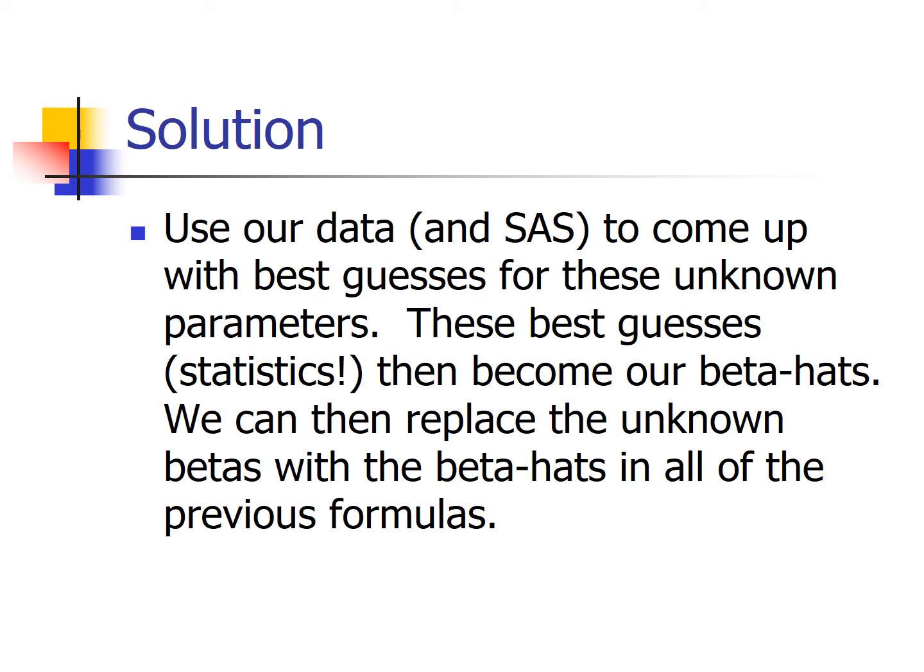Now, how do we do that? We do it by asking someone else to do it for us, right? Lazy person solution. We do it by asking SAS to generate these best guesses. These statistics will become our beta hats, and then we can replace all the betas in our previous formula with beta hats to come up with our needed estimates.